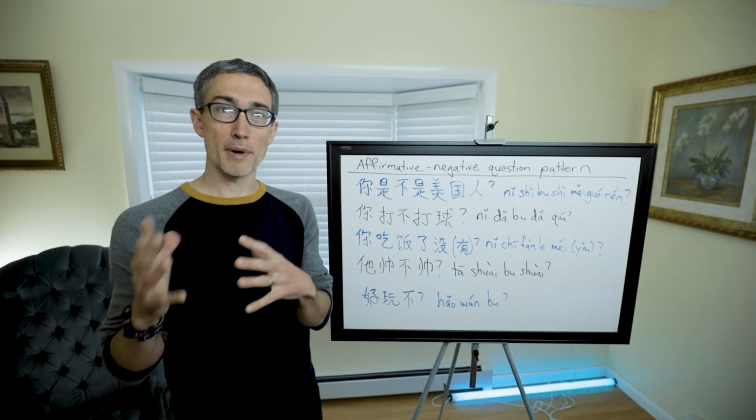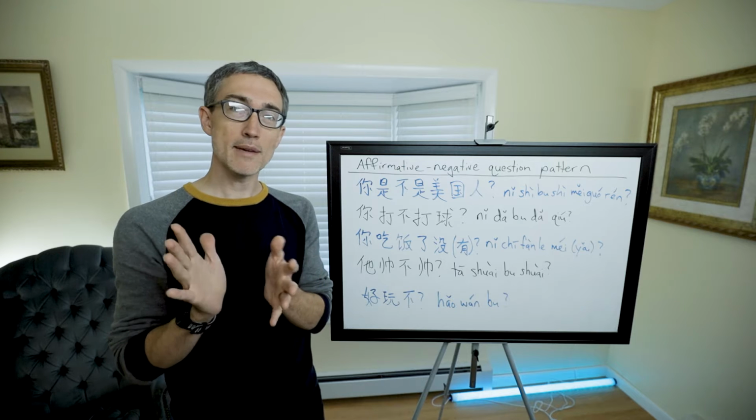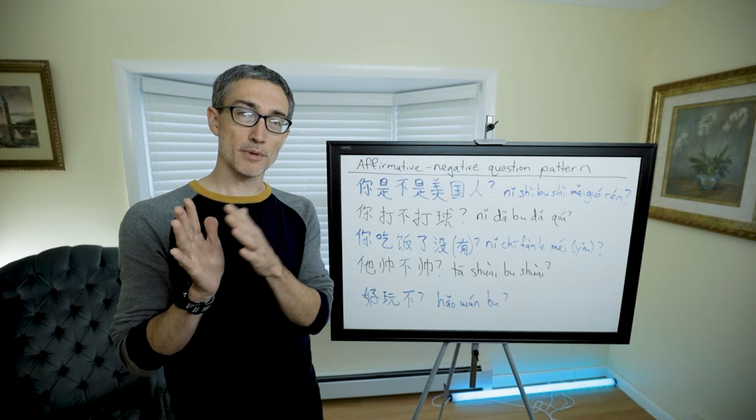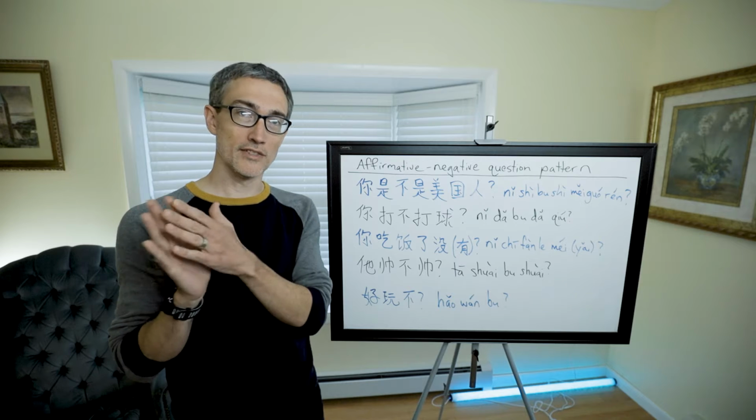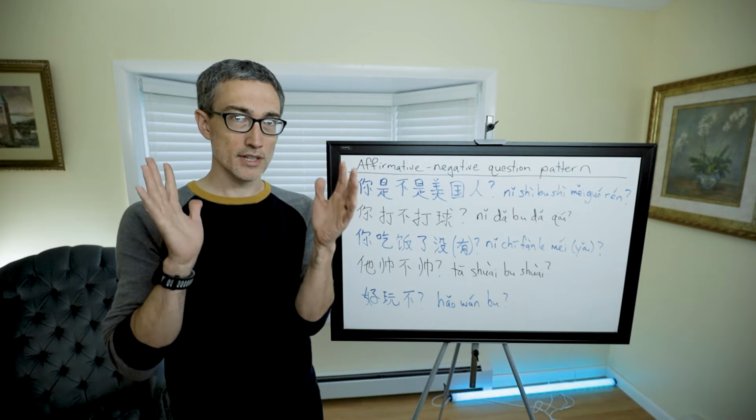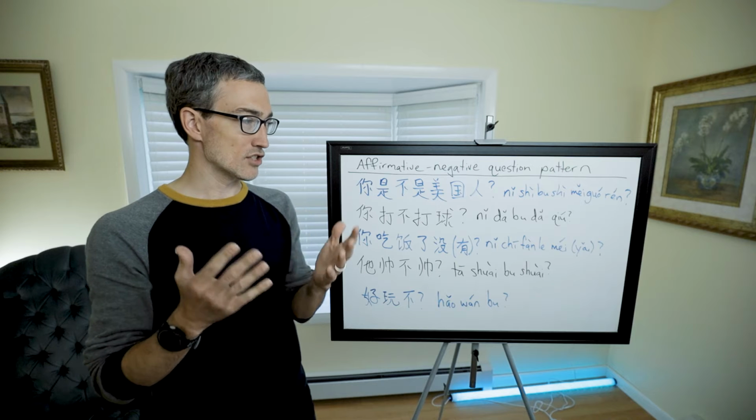The way that we've learned in the past was if you want to make a statement into a yes or no question, you simply put ma at the end of the sentence, otherwise leaving the sentence in the same order, exactly the same. You can put ma and it changes it into a yes or no question.